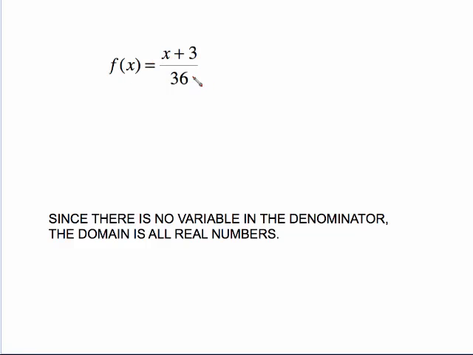f of x equals x plus 3 over 36, so I would set the denominator equal to 0, which looks really weird because there's no variable here. 36 does not equal 0. So very simple. If the denominator does not contain a variable, then your domain is all real numbers. Since there is no variable in the denominator, the domain is all real numbers. So finding the domain of a rational function is just a matter of taking the denominator, set it equal to 0, and solve. If there is no variable in the denominator, then automatically the domain is all real numbers.